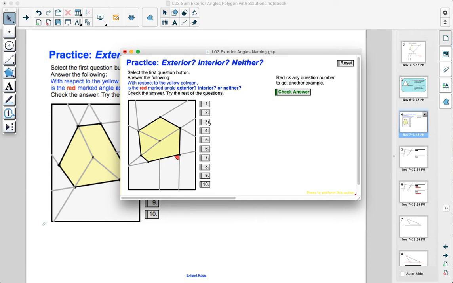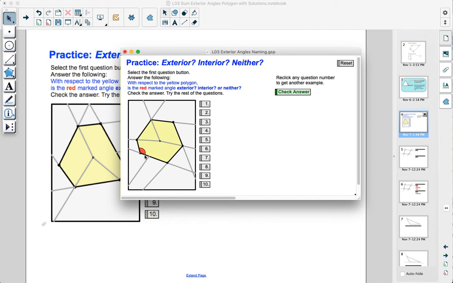Taking a look at how this was created, we have an extension of a side here, and we have a side right there. So this meets the definition of an exterior angle. So number 3 is an exterior angle. We've extended that side, and that's a side in a polygon. Let's look at number 4. What is number 4?